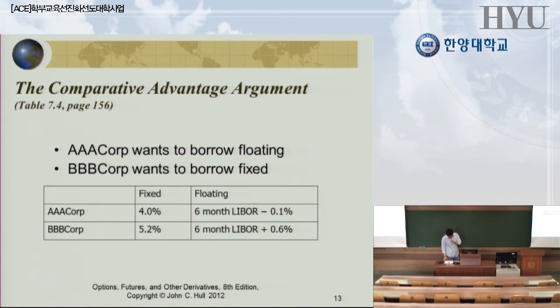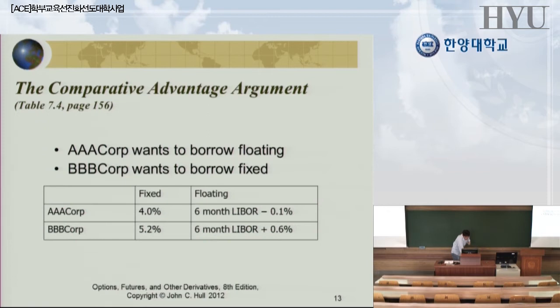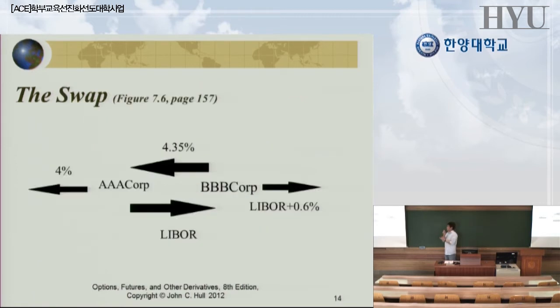So what they do is that, oh, sorry. If you look at the difference between the AAA corporation and the triple B corporation, there's a 1.2% difference in the fixed rate, but if you look at the floating rate, it is 0.7%. And so you can clearly see that rather than choosing the fixed rate, the triple B corporation would be better to choose the floating rate. So they have a comparative advantage in the floating rate rather than in the fixed rate. So what they would do is that the AAA corporation would choose the fixed rate, and the triple B corporation would be choosing the floating rate, and then they would swap these two rates.